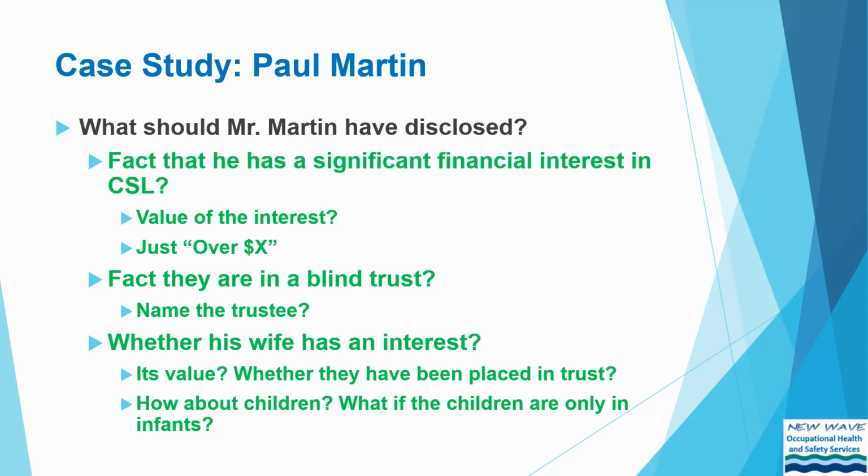And what about his wife? Should Mr. Martin disclose whether or not his wife has an interest? And if so, the value of the interest and whether they are in a trust? And lastly, what about the children who may have an interest? And especially disclosing the interests of underage children. This is just a short example of some of the weeds we must wade through when we deal with disclosure.